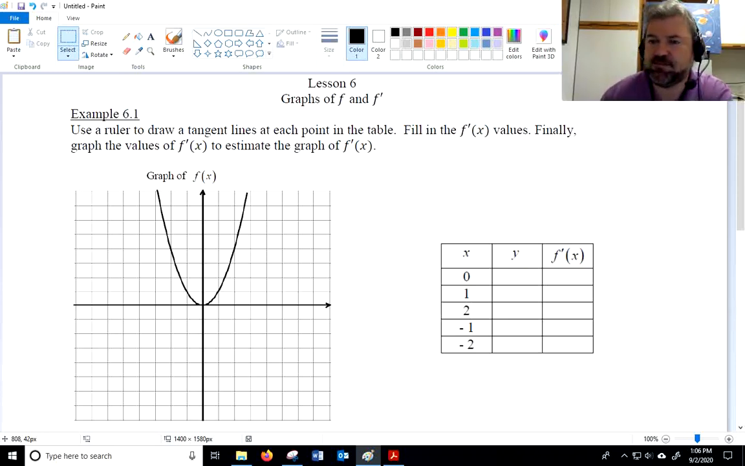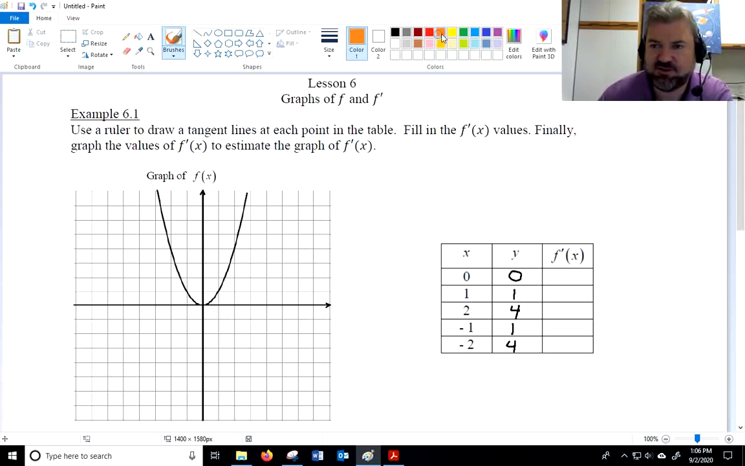So for the first one, we can see that when x equals 0, the y is 0 on the graph. When x equals 1, the y is 1. When x equals 2, the graph is 4. And when x equals -1, we have 1. And when x is -2, we're at 4. So those are the y values of the graph. Now we're going to find the f prime values.